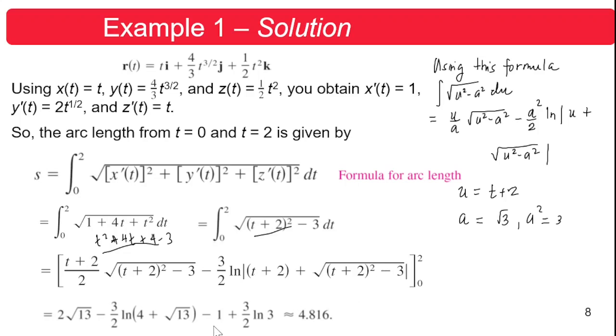So we have the square root of 13 minus, if t is 0, 0 plus 2 is 2, divided by 2 is 1, times the square root of 0 plus 2 squared, which is 4, minus 3 is 1, so the square root of 1 is 1, times 1, so we have 1. Then minus minus, so this becomes plus 3 over 2 natural log of, if t is 0, 0 plus 2 is 2, plus 1, and 2 plus 1 is 3. So using your calculator, this is approximately equal to 4.816.